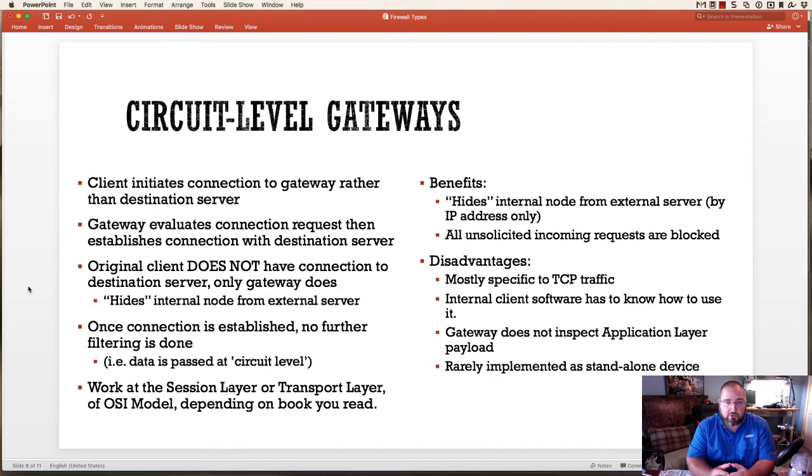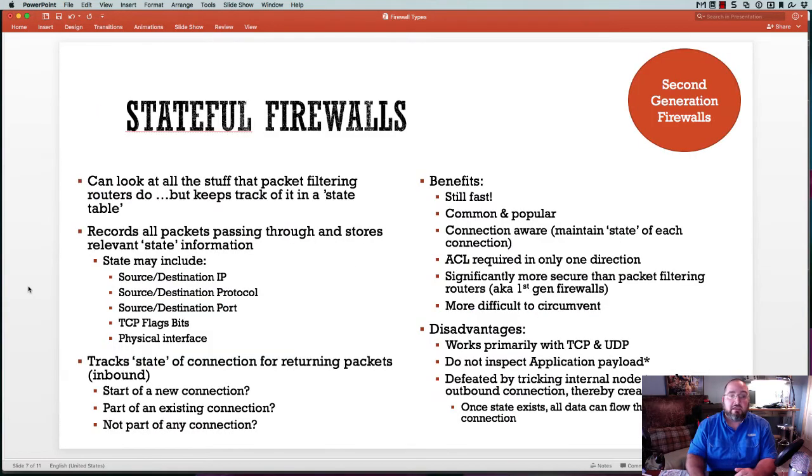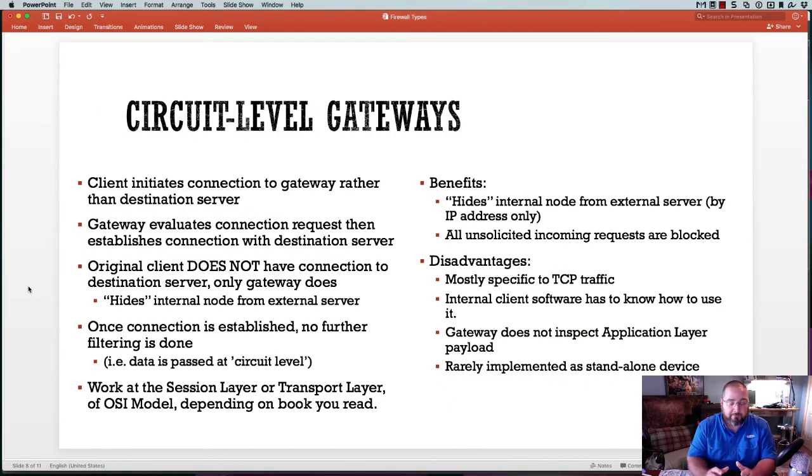There is actually no direct connection between the client and the server, which is why I took the time when we were talking about stateful firewalls to illustrate that a Windows 7 computer talking to the web server, if it's a stateful firewall, they're actually talking to each other. Okay, they're actually negotiating connection parameters and communicating directly with one another. If this was a circuit level gateway, what would actually happen is the Windows 7 computer would establish a connection to the circuit level firewall, the circuit level gateway. And then the circuit level gateway would establish a connection to the server.